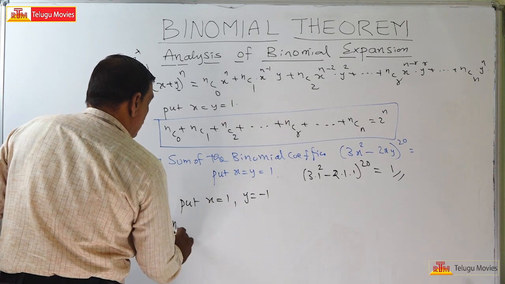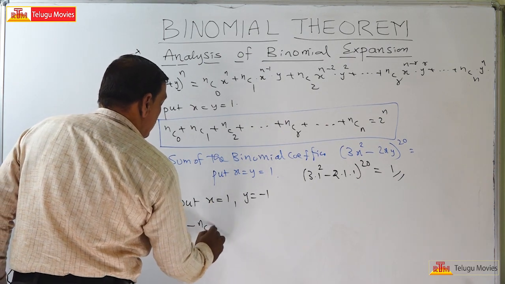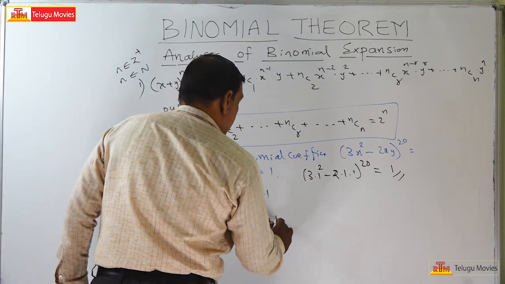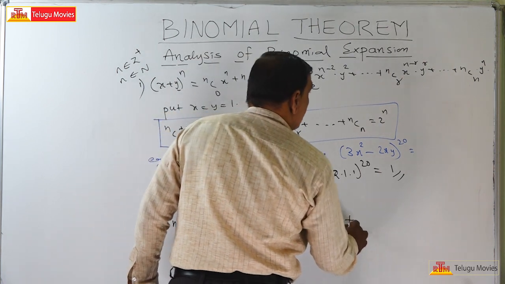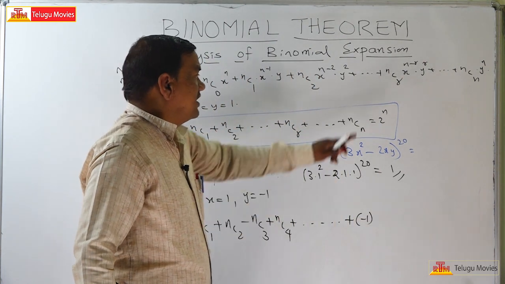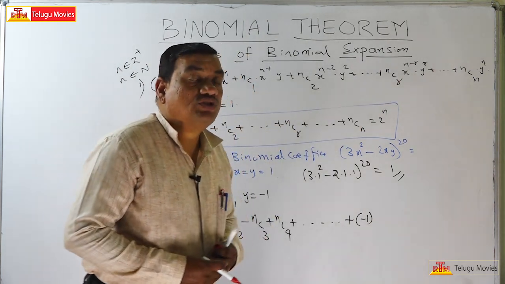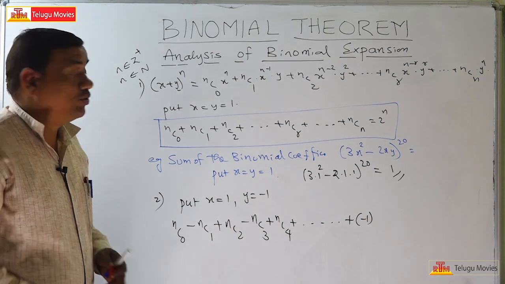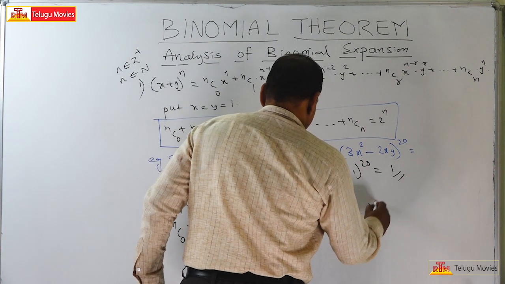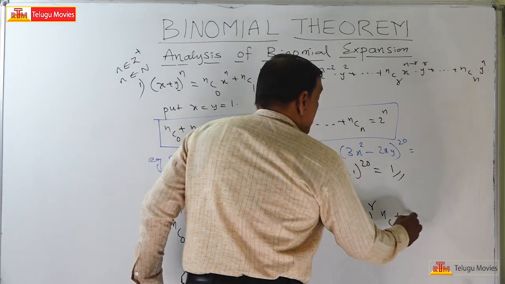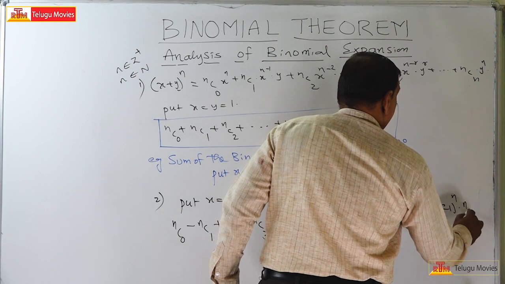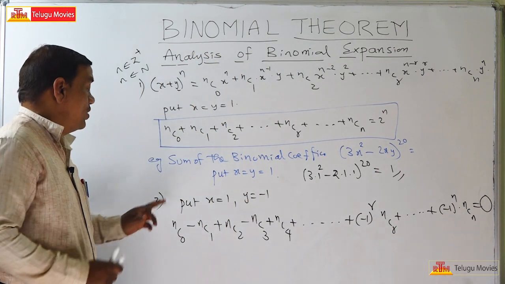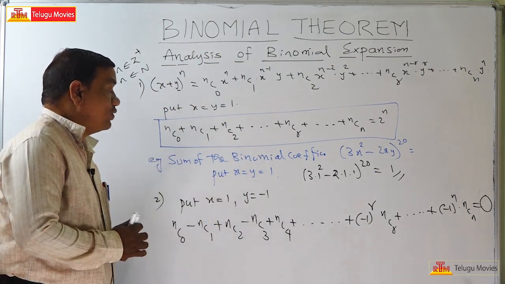So from this what you will get is nC0 minus nC1 plus nC2 minus nC3 plus nC4 plus so on. See here, the general term: we don't know whether the middle terms will come positive or negative, that depends upon the n value. So that's why (minus 1) whole power r into nCr, plus the last term also (minus 1) whole power n into nCn. This value is given by 0. Understand? So if you put x is equal to 1, y is equal to minus 1.